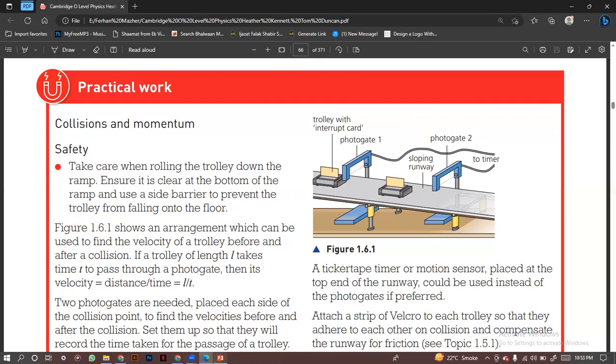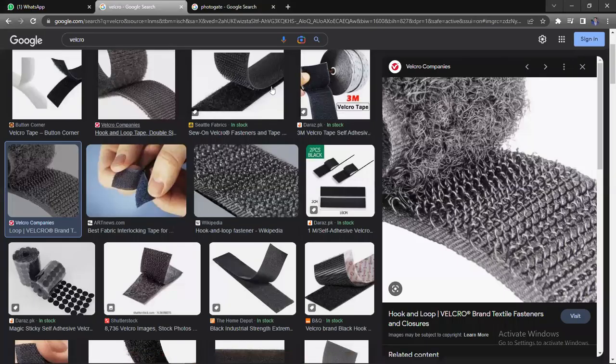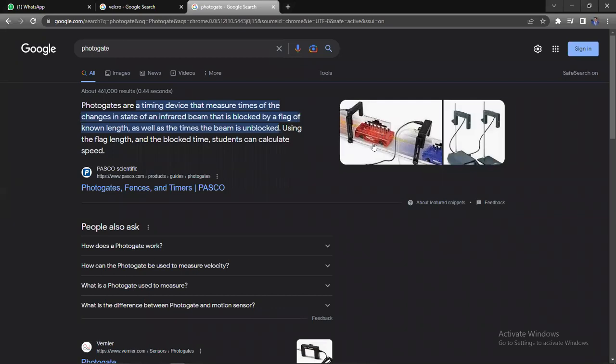Let me show you one thing. Here we have used different words. This is the Velcro tape. I hope from the diagram you understand this. This is the Velcro tape, and he said that on the trolleys put this Velcro tape, so after the collision, they remain attached to each other. So this is called the Velcro tape, and this is the photo gate.